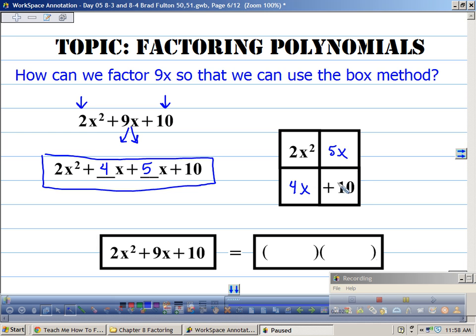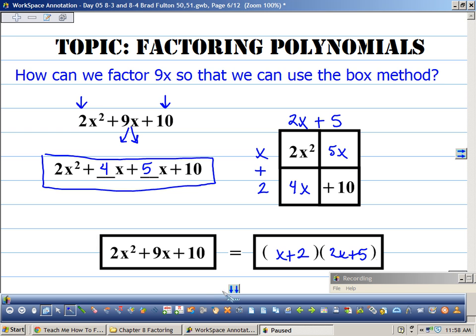4x and 5x. Okay, what do 2x squared and 5x have in common? They have an x. X times what makes 2x squared? X times what makes 5x? And what times 2x makes 4x? And 2 times 5 makes 10. So that, in fact, works. X plus 2 times 2x plus 5 would give us 2x squared plus 9x plus 10.